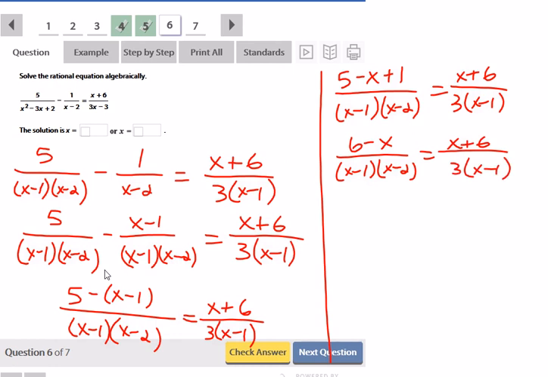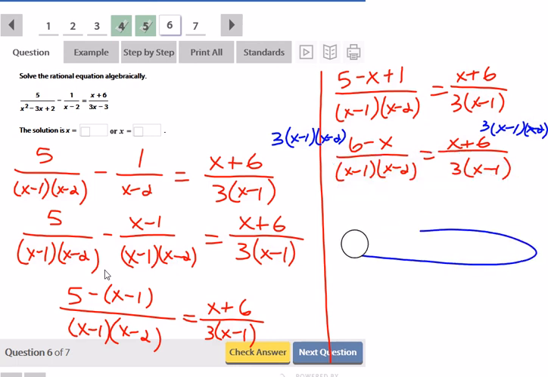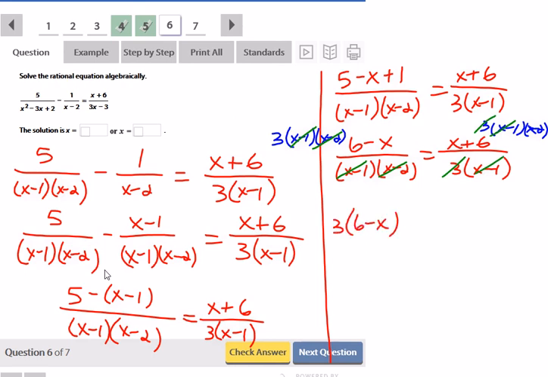So I want to solve now, but instead of cross-multiplying, I'll multiply both sides by the LCD. The LCD of these two fractions is the 3 that has to be there, x minus 1 and x minus 2. So 3, x minus 1, and x minus 2. Now I can cancel out. On the left side, the x minus 1 and the x minus 2 cancel, but I'm left with the 3. On the right side, the 3 and the x minus 1 cancel, and I'm left with the x minus 2. So I have 3 times 6 minus x is equal to x plus 6 times x minus 2.